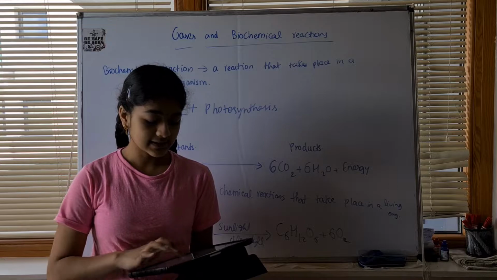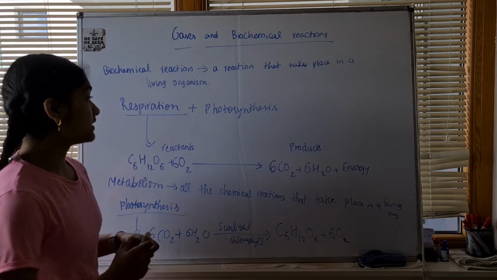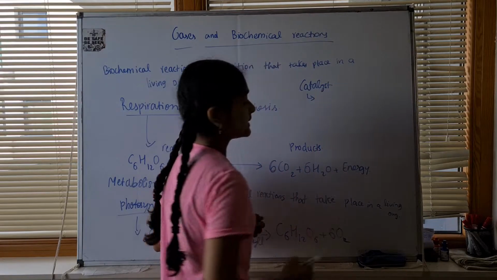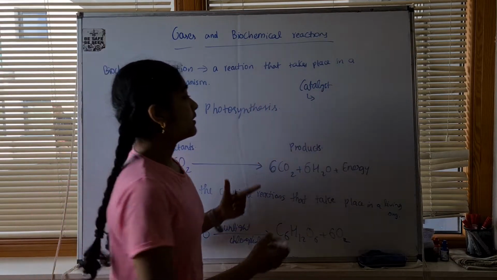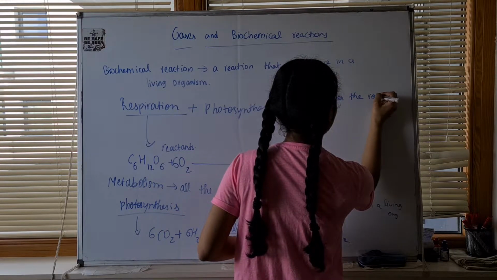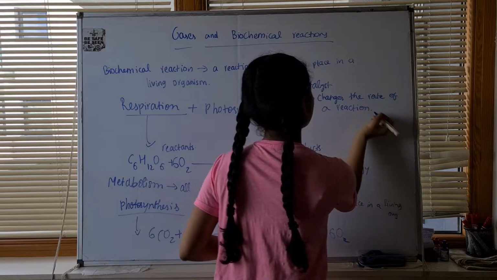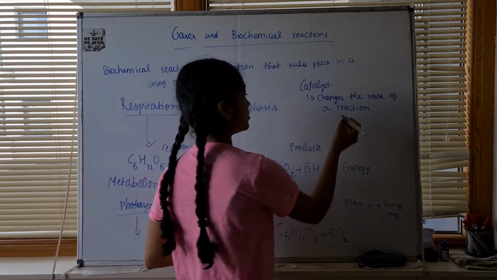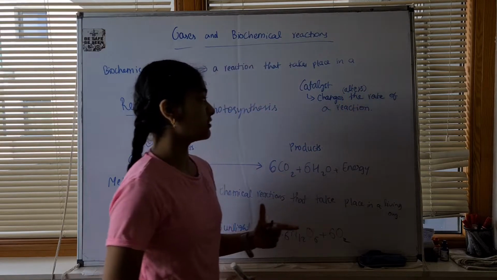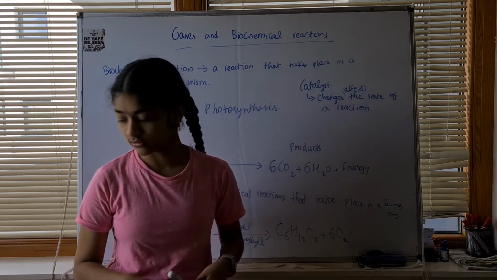Now, let's look at catalysts and enzymes. Let's look at what a catalyst is. A catalyst is something that changes the rate of a reaction. Changes, or we can say alters, the rate of a reaction. A catalyst can increase the rate of a reaction or decrease the rate of a reaction.